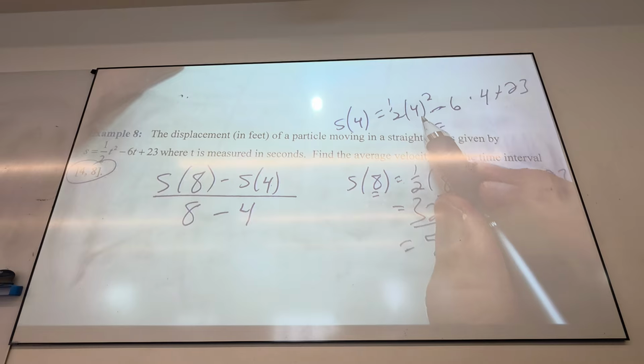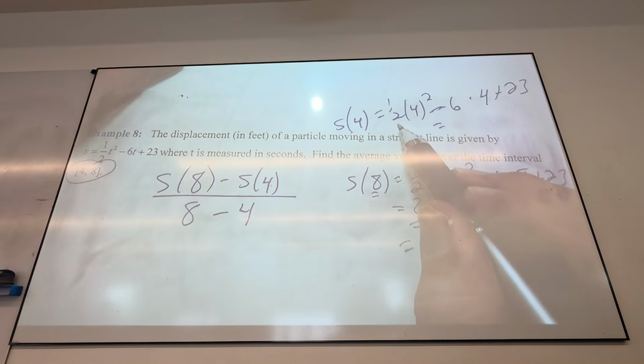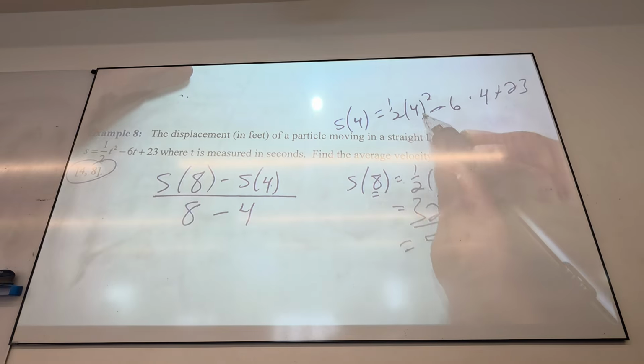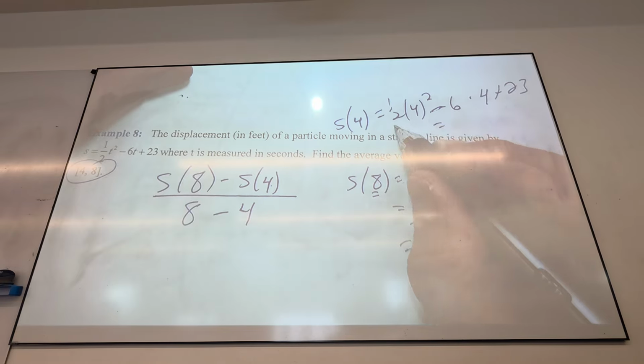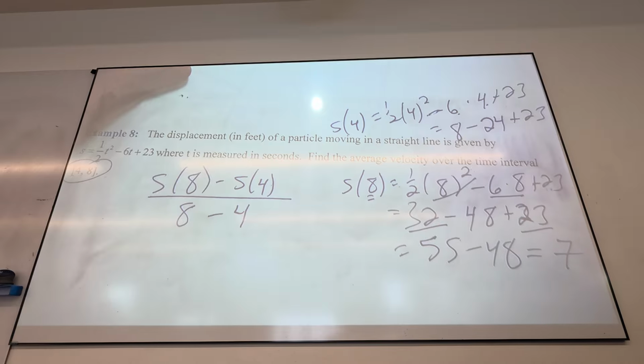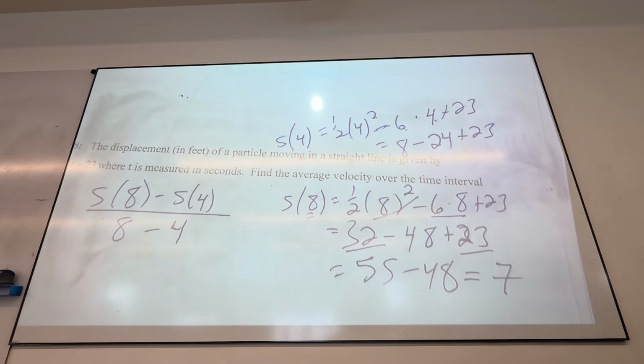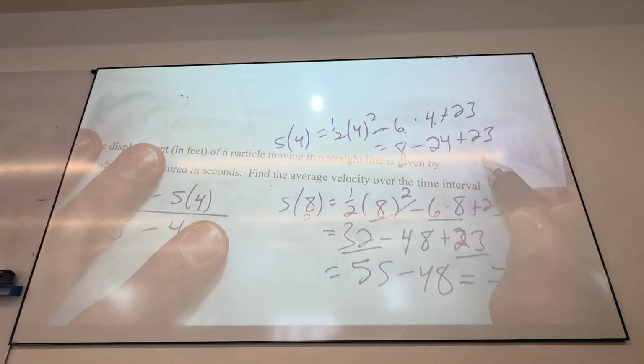4 squared is 16. Half of 16 is 8. 6 times 4 is 24. 8 and 23 is 31, minus 24 is 7. Weird. I don't know if you guys see why that's weird. They're both 7.